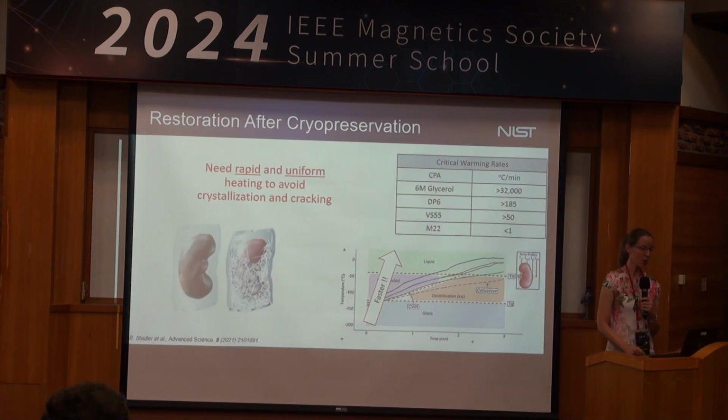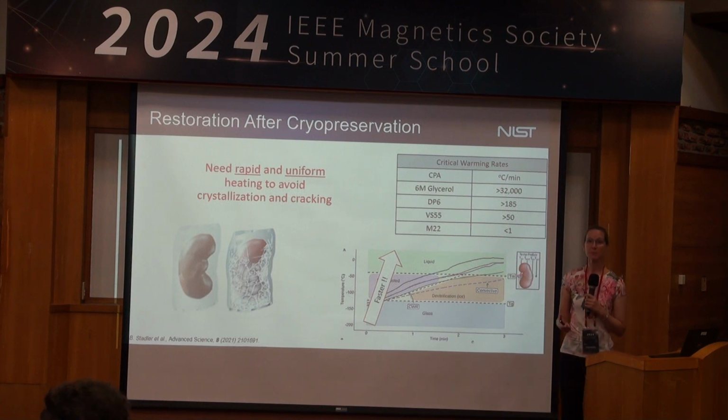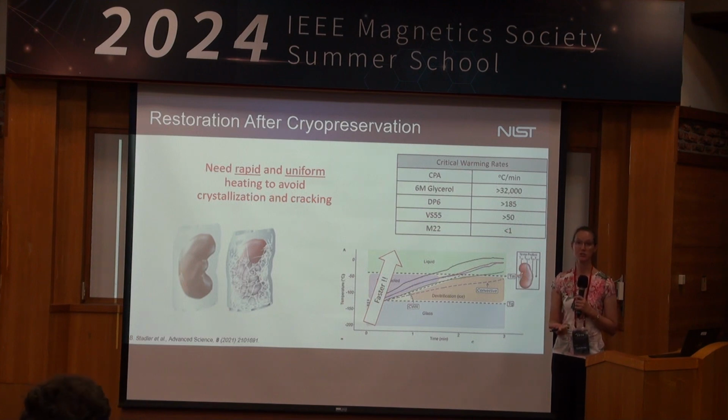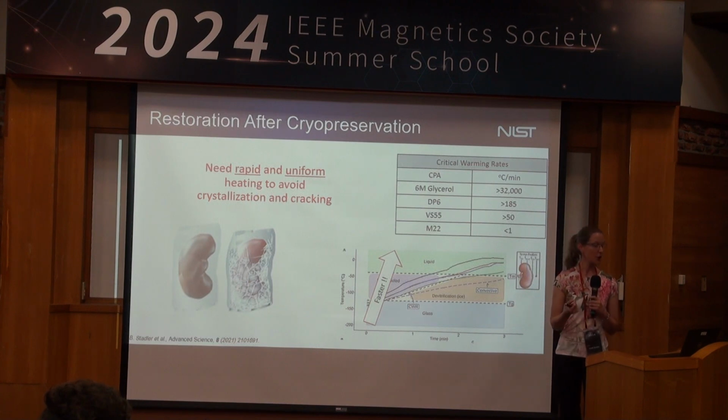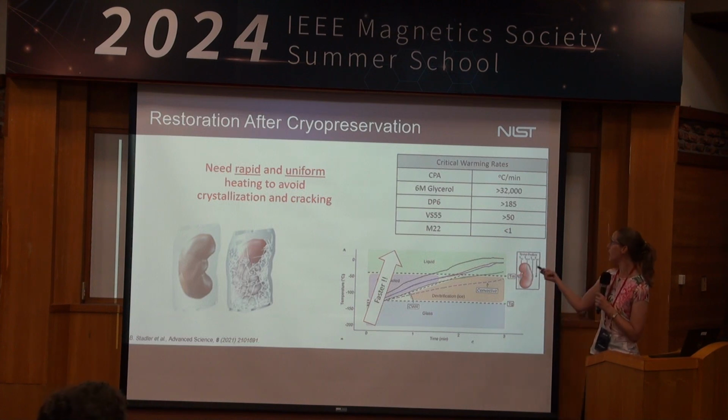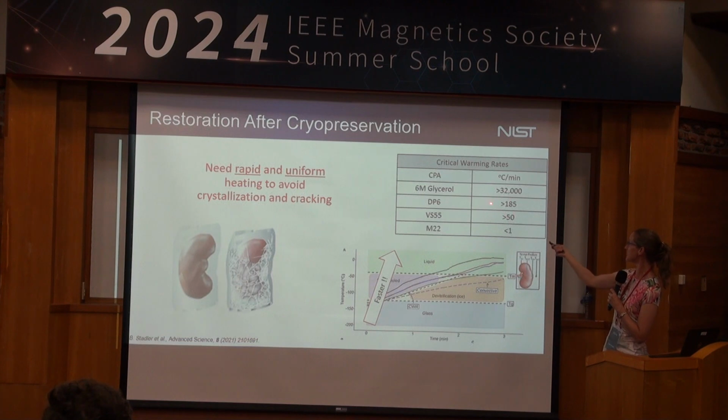But one of the requirements for this is you need a method when you're cooling for doing a very rapid cool, because you don't want vitrification of the ice. You don't want to form big crystals because they'll break your cell walls and damage the organ. But also when you're warming, you need the same thing. You need something that's very rapid and very uniform. And so depending on what cryopreservation agent you're using, you have a variety of different warming rates. So this is something that's quite reasonable at about 185 degrees Celsius per minute.